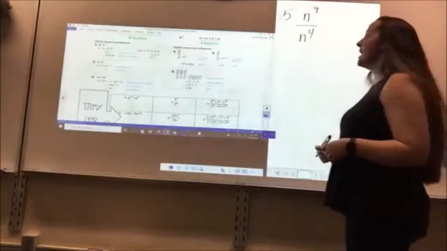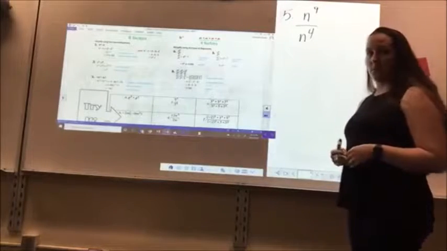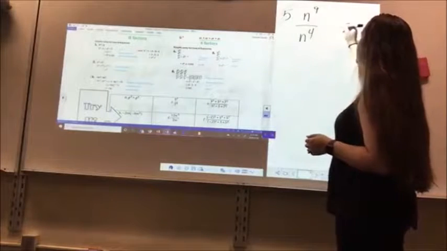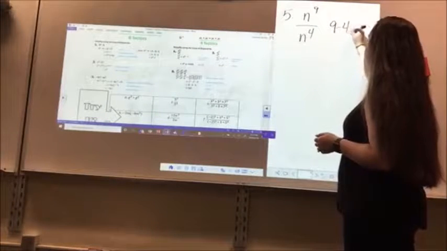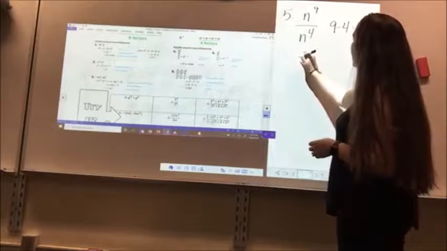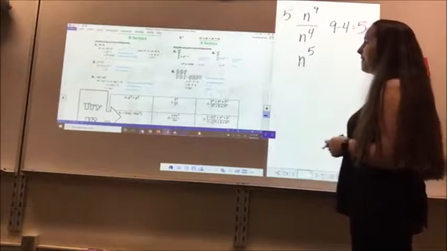Number 5 says n to the 9th divided by n to the 4th. Again, they have the same base. Their base is n, so I just have to subtract my exponents. 9 minus 4 gives me 5. So this is really saying n to the 5th power.